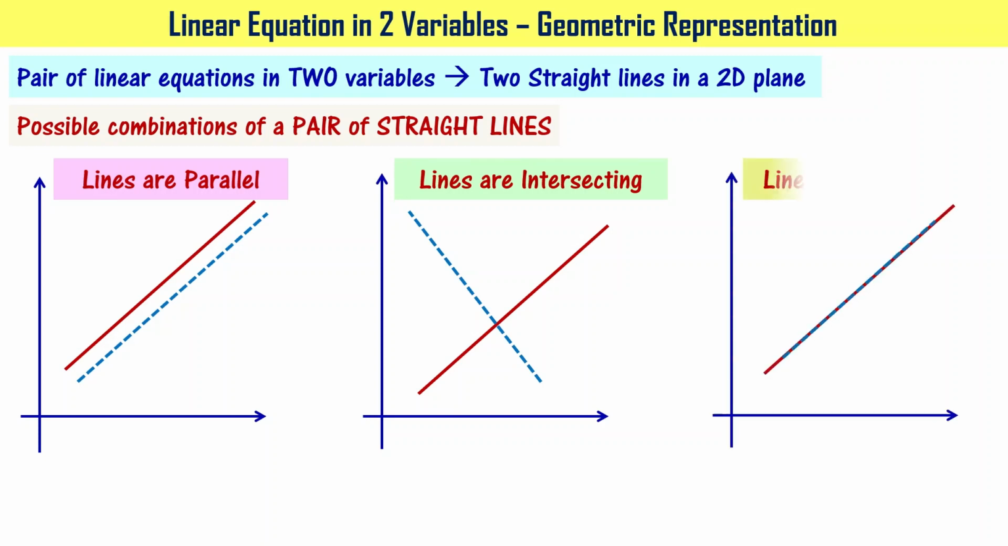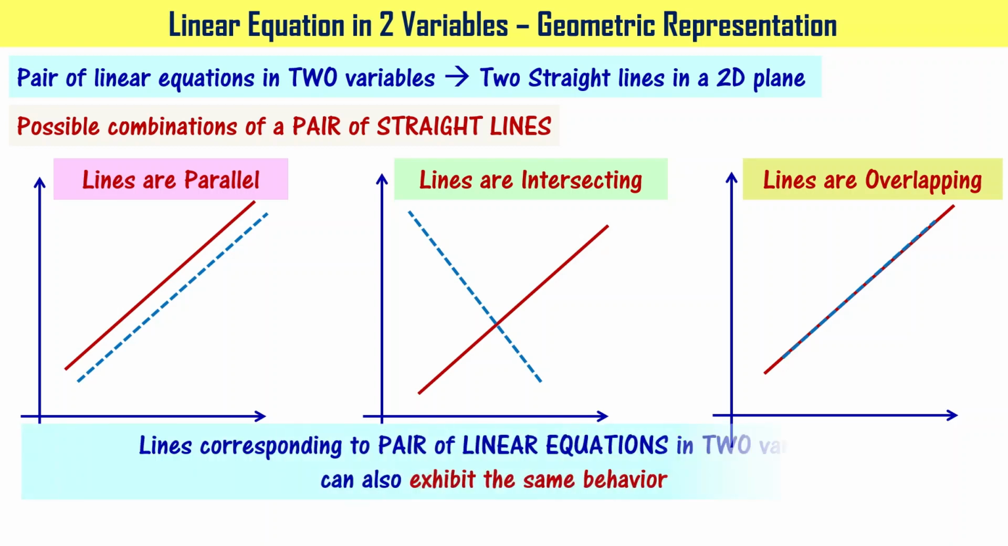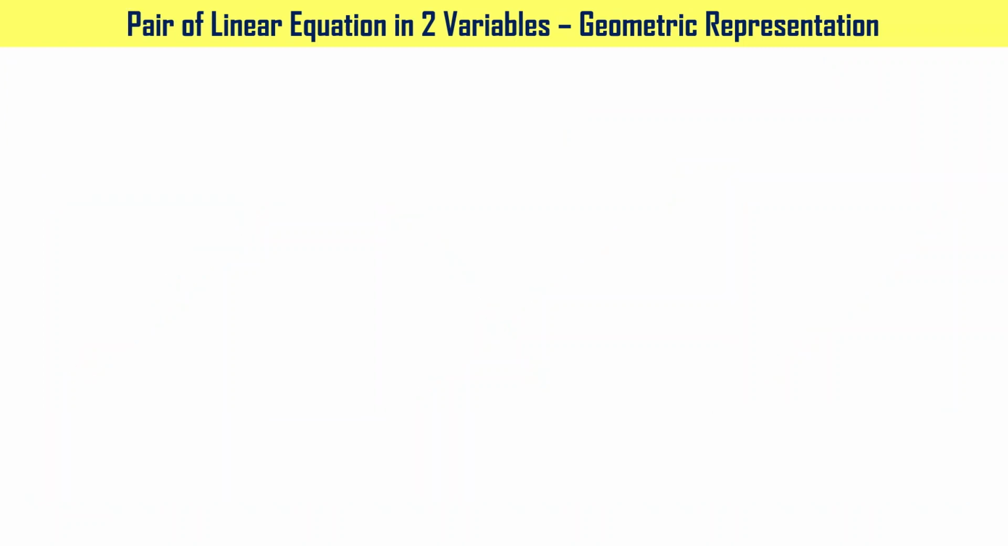The lines can be overlapping lines as shown here. It means that when you have a pair of linear equations, the lines corresponding to a pair of linear equations in two variables can also exhibit the same behavior. Please note this. Let's now learn about geometric representation of a pair of linear equations in two variables.